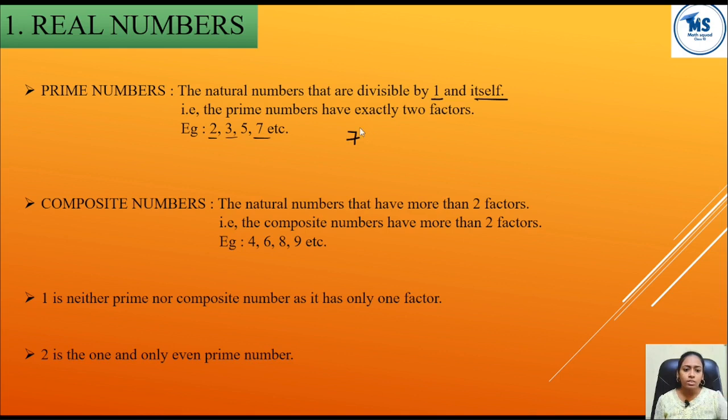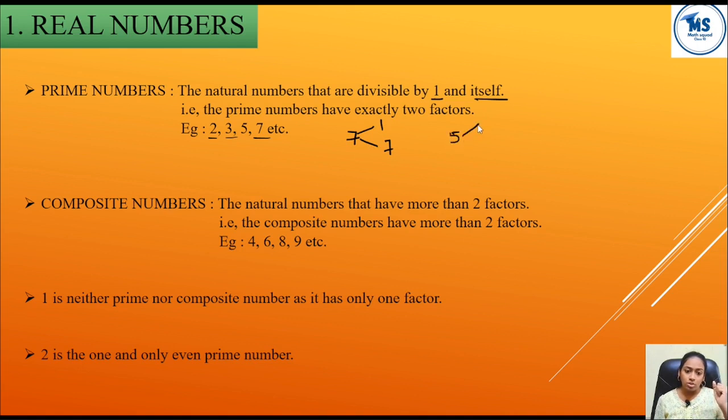Then what are the factors of 7? What are the factors of 7? So you have 1 and 7, right? Are there any other factors for 7? No, you have only 1 and 7. So it is a prime number.